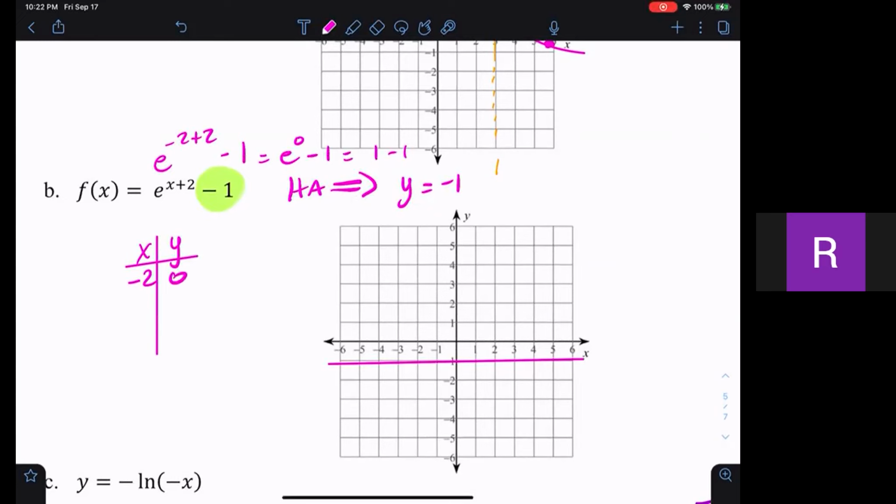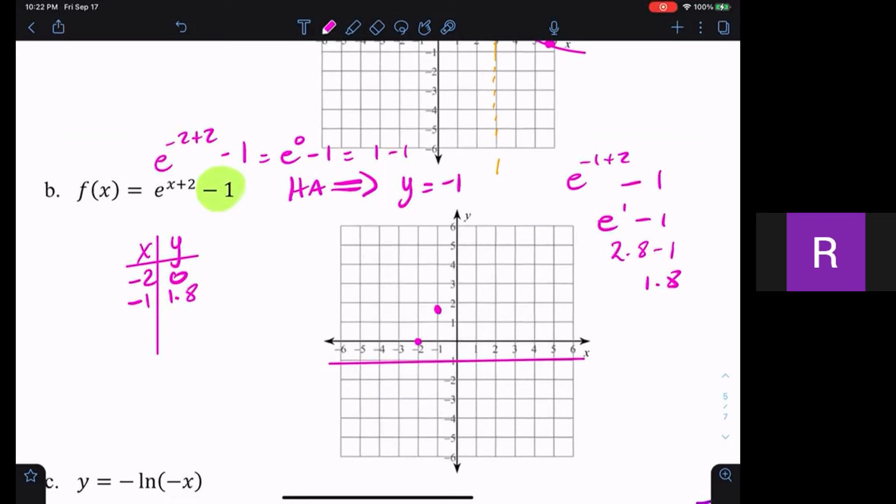And then you need to find another number, right? Let's say -1. If I put -1, that's going to be e to the -1 plus 2, minus 1. That's going to be e to the 1. Minus 1: e is 2.8, minus 1 is 1.8. So -1 and 1.8 is above here, right? And then we said that -2, 0, right? So -2, 0. So you can see the graph already.